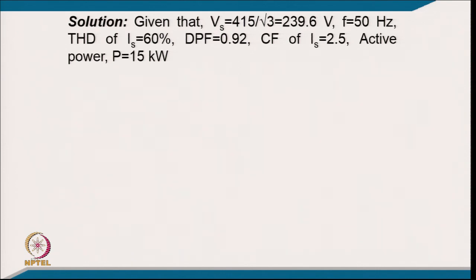So, coming to the numerical part of it, given that the supply voltage per phase is 415 by root 3, that is line voltage by root 3, so it comes to 239.6 volt and 50 hertz. Total harmonic distortion of the grid current is 60%, that is given, displacement factor is given 0.92, crest factor is given 2.5 and active power of 15 kilowatt.